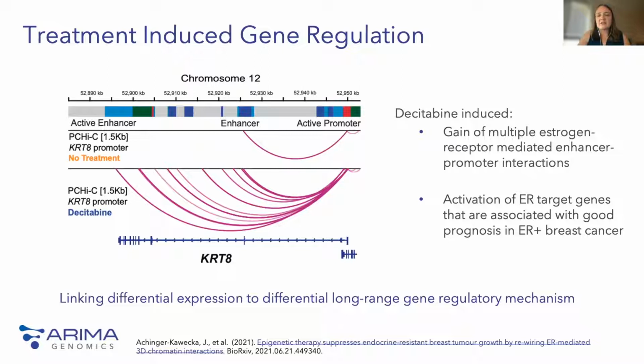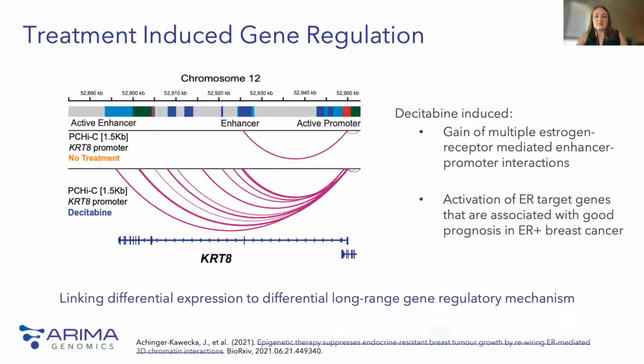So the authors here went further to test this model using promoter capture Hi-C, where they could just focus on the interactions between gene promoters and their enhancers to see how they might affect gene expression. And this figure shows the results for just one gene, KRT8. KRT8 is a member of the keratin gene family, and misregulation is known to promote metastasis in some cancers. So here you can see that in the decitabine treated cells, there has been this gain of multiple long-range interactions between the promoter here and putative enhancer elements.